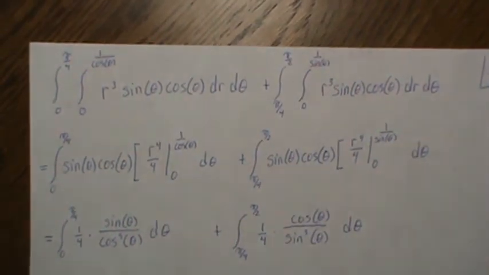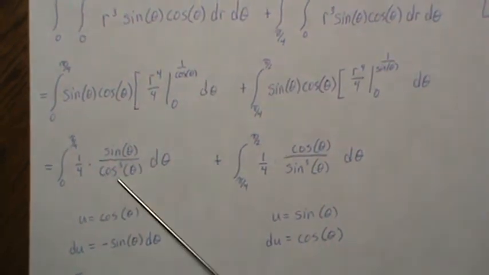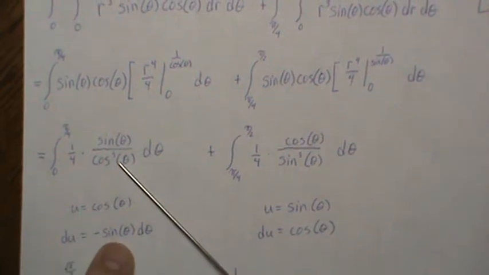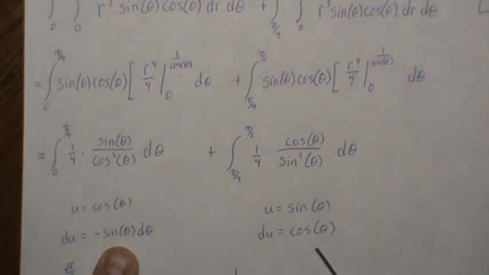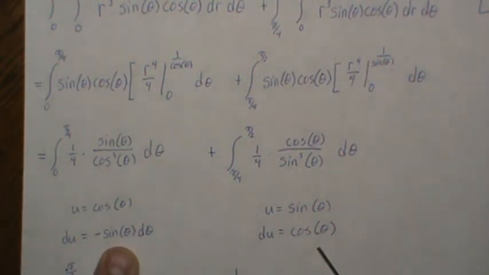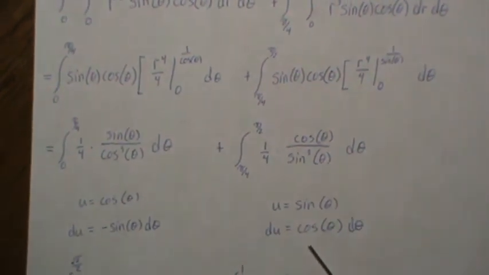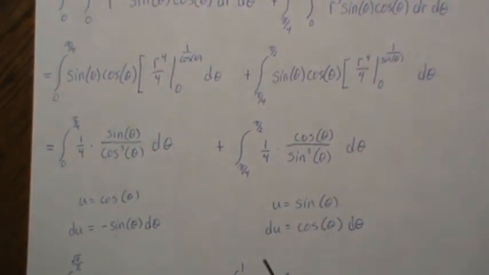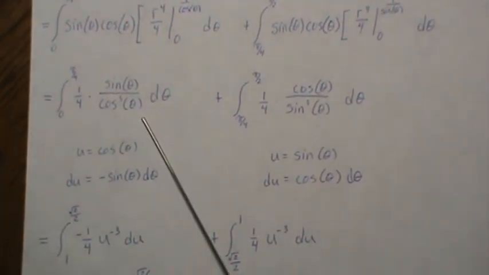Now we do u substitutions on the bottom piece. So on this one, it's the u sub of cosine of theta, and then we get du equals minus sine of theta d theta. And then over here, I left out a d theta, so we get this, in which we let u be sine of theta, and du is equal to cosine of theta d theta. So when we plug it back in, we get this.